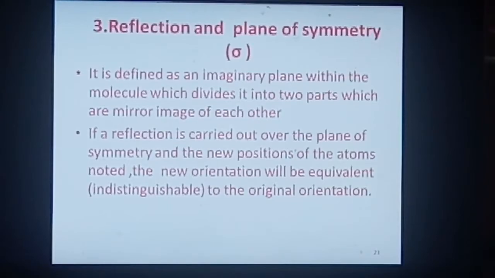Now this is the third symmetry element, that is reflection and plane of symmetry. It is represented by sigma. This is defined as an imaginary plane within the molecule which divides it into two parts which are mirror images of each other. If a reflection is carried out over the plane of symmetry and the new positions of the atoms are noted, the new orientation will be equivalent, indistinguishable from the original orientation.